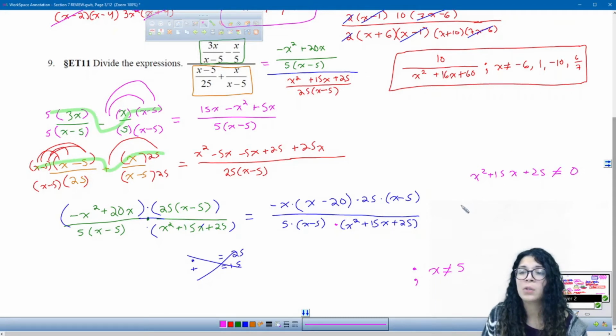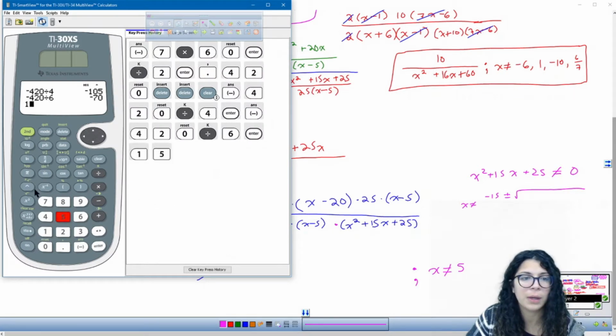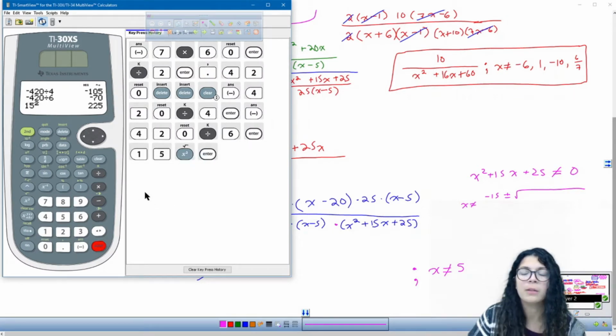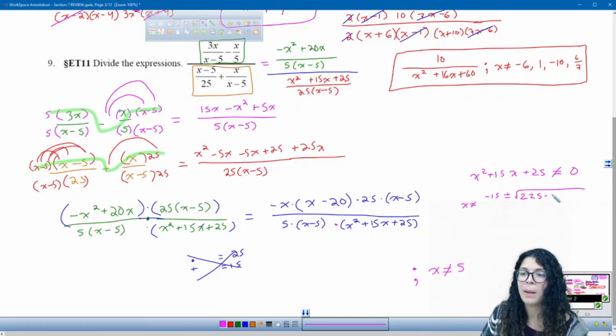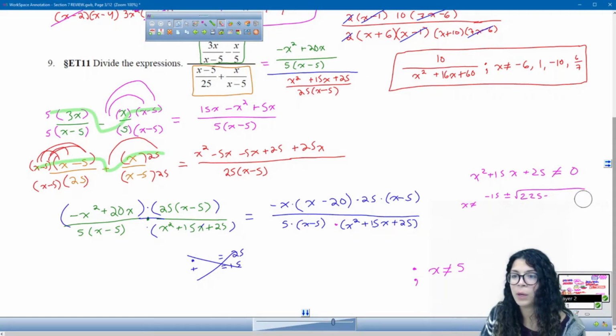quadratic formula. So remember, the quadratic formula is negative b plus or minus the square root of b squared. 15 squared is, I believe, 225. Let's check that. 15 squared is 225. Minus 4 times the a value 1 times the c value 25. I could actually do that right now. 4 times 1 times 25 will be negative 100.